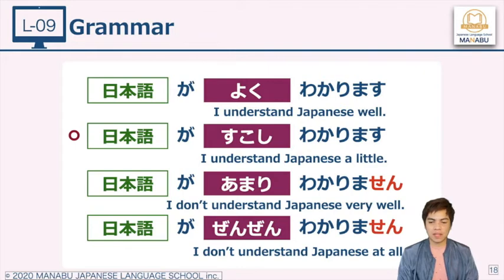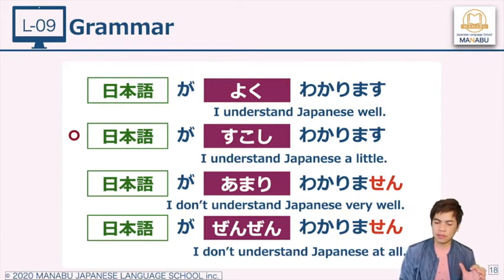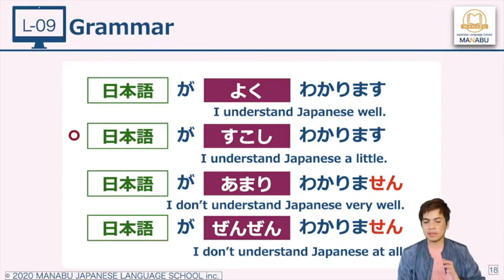Next example, Nihongo ga sukoshi wakarimasu. So, if we remove the word sukoshi, Nihongo ga wakarimasu, I understand Nihongo, or I understand Japanese. Then we insert sukoshi, I understand Japanese a little. Nihongo ga amari wakarimasen. So, once again, amari plus a negative sentence. I don't understand Japanese very well.